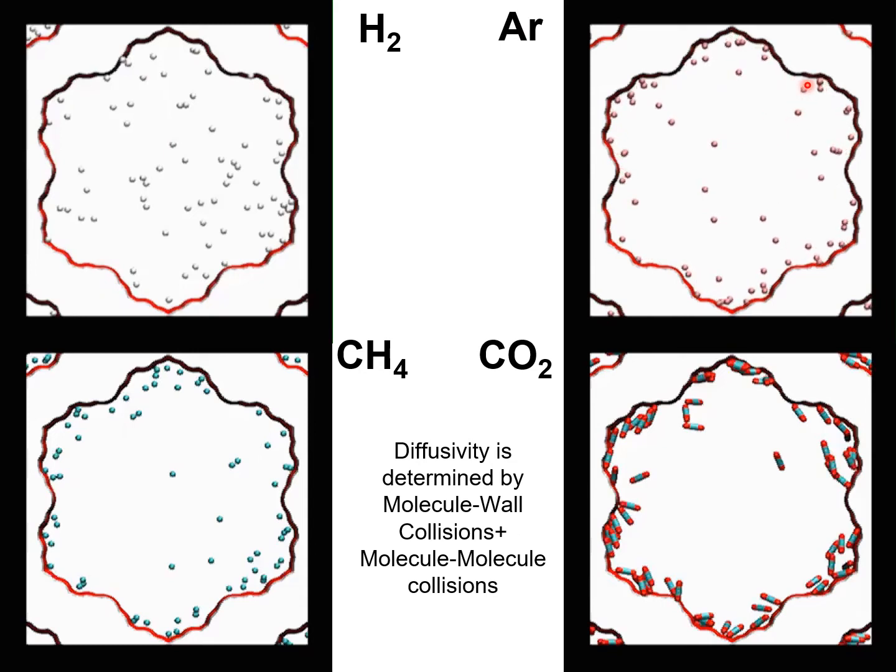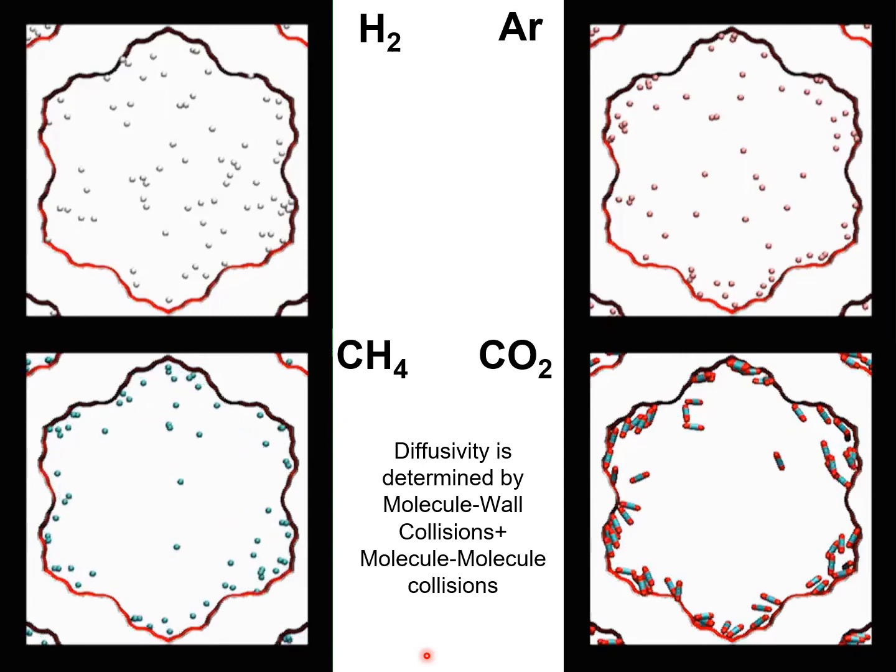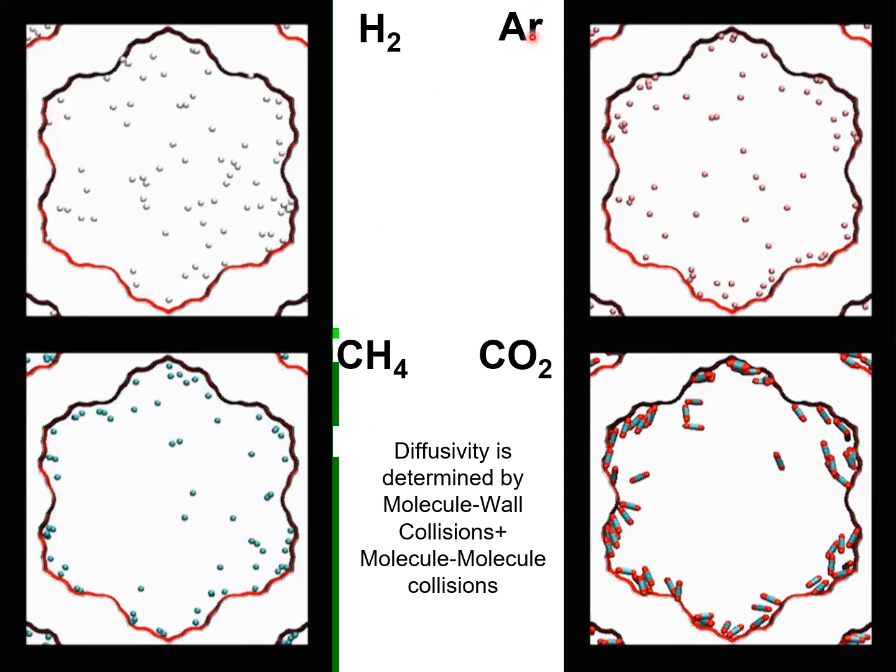Argon, which is more strongly adsorbed, has a tendency to remain on the surface and hop to a neighboring site before returning to the core region. And in the core region, it experiences molecule collisions. For methane, that has a higher adsorption strength than argon, there's a higher concentration of methane near the pore walls and a lower concentration of molecules in the core region as compared to argon.